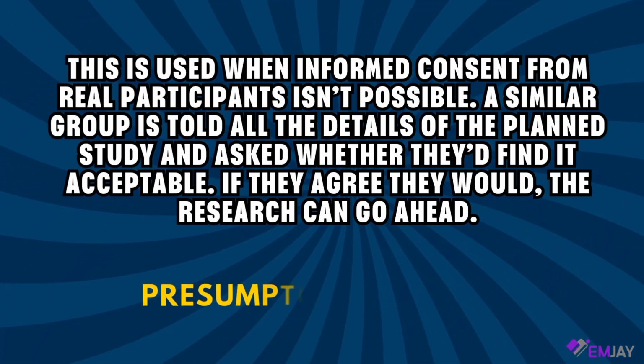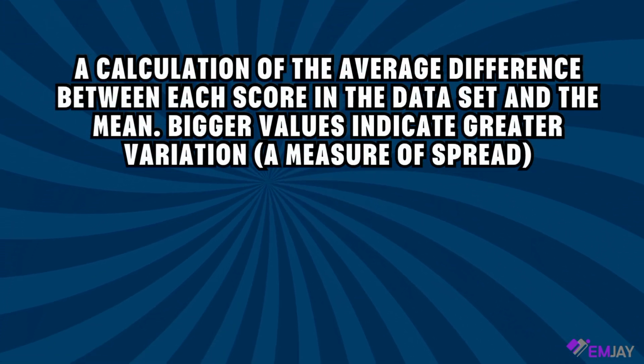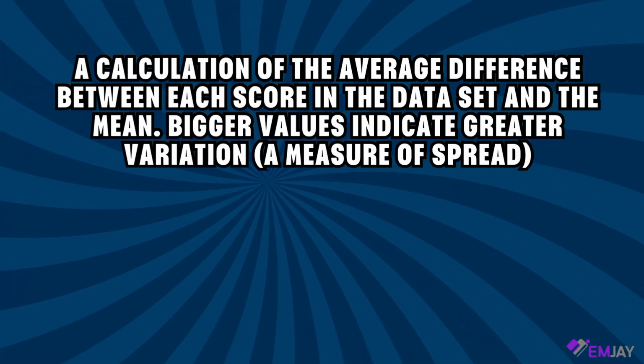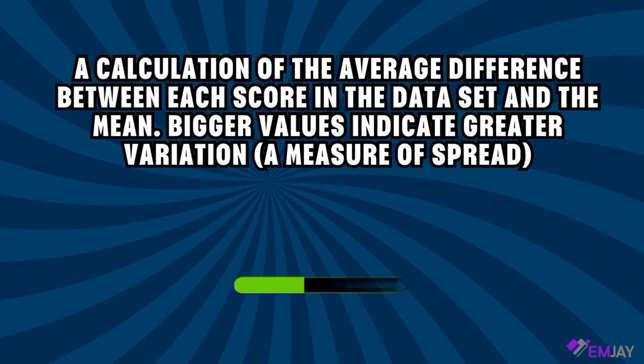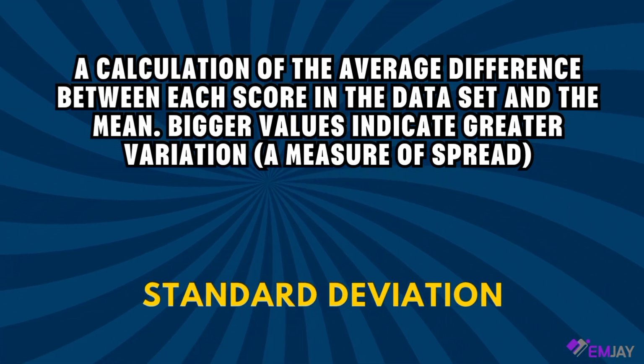And the correct answer is presumptive consent. Keep it up. A calculation of the average difference between each score in the dataset and the mean, bigger values indicate greater variation, a measure of spread. And the correct answer is standard deviation.